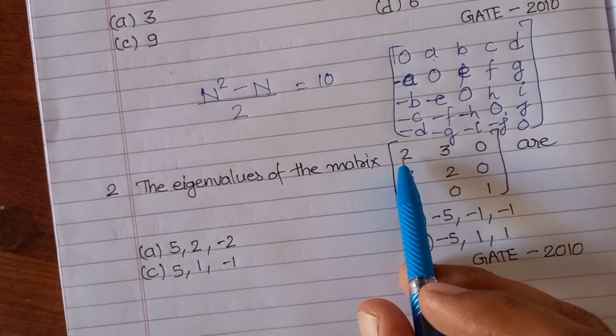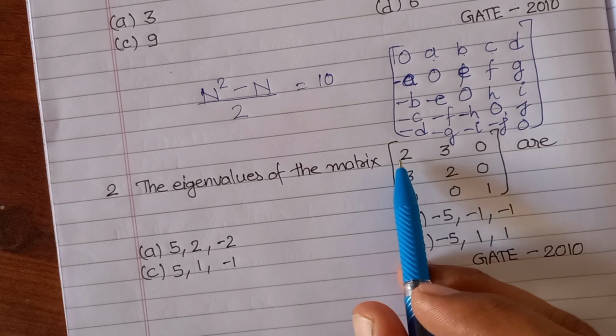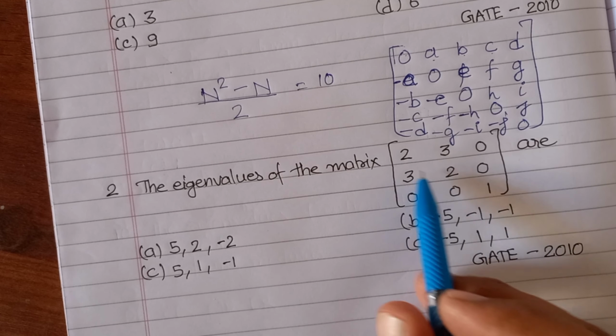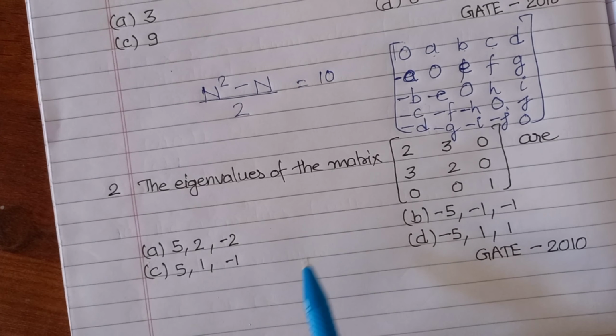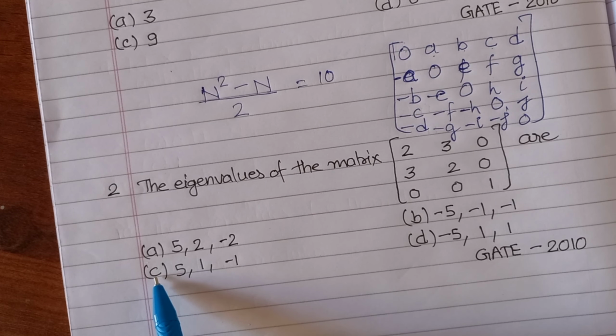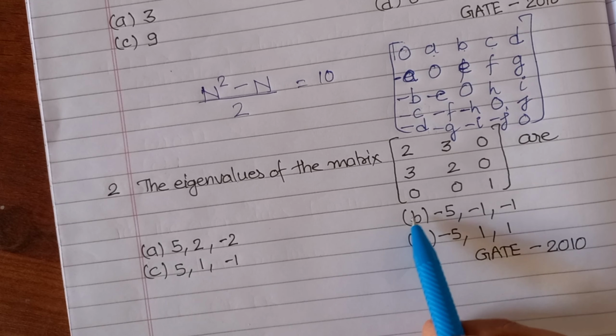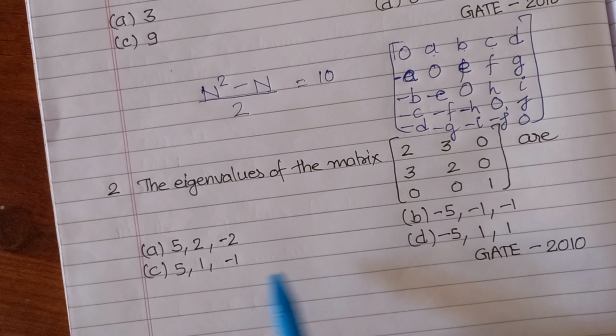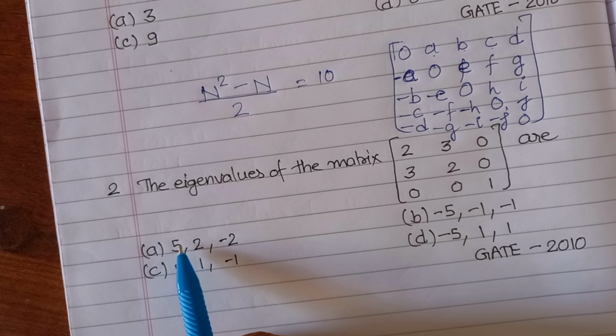So if we look at the trace of this matrix, it is 5. So the trace of the matrix is 5, so the sum of all the eigenvalues should be 5. If we look here, then the sum of all the eigenvalues is 5, so this can be a correct option, and similarly this can be a correct option, but this cannot be a correct option, and also this cannot be a correct option. So the correct option is either A or C.